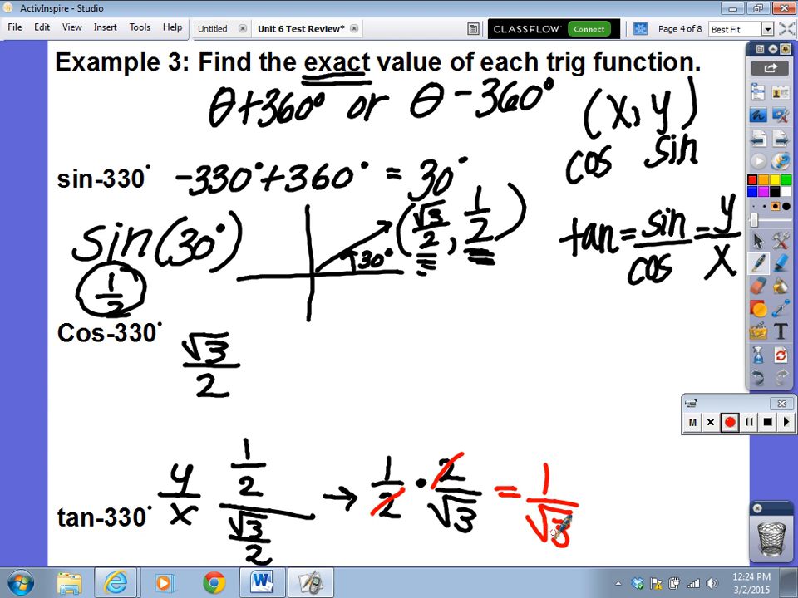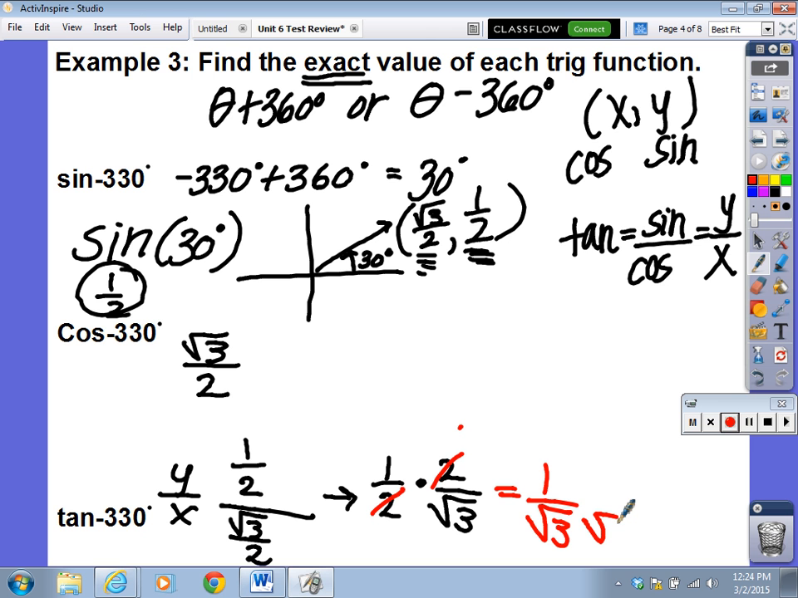And then, is that how we write our final answer? No. We need to rationalize the denominator because I can promise you on the ACT tomorrow you will not see it written like this. So don't let it throw you off if you don't see it written like this. We need to rationalize the denominator. So what do we multiply the bottom and the top by?